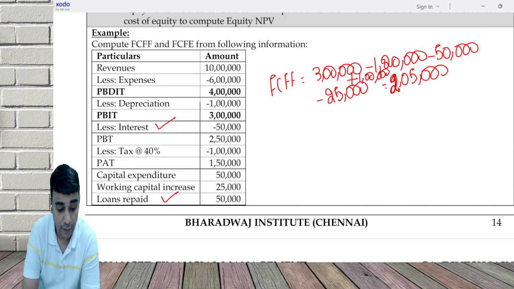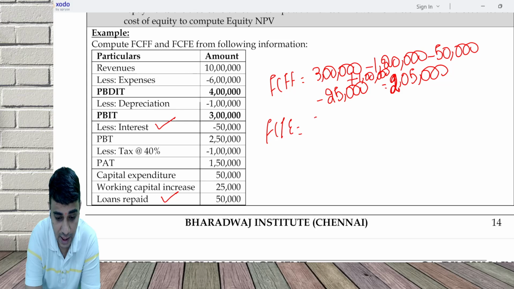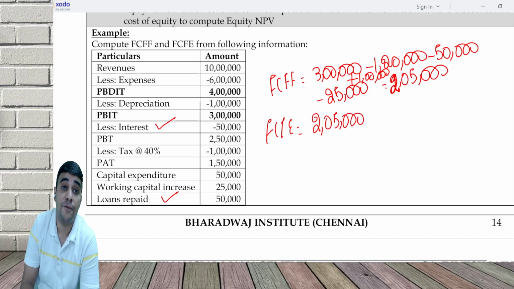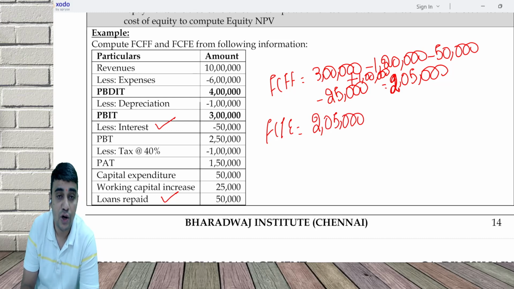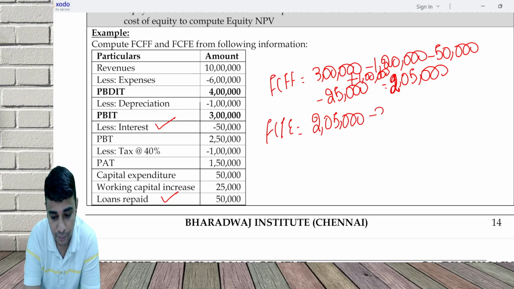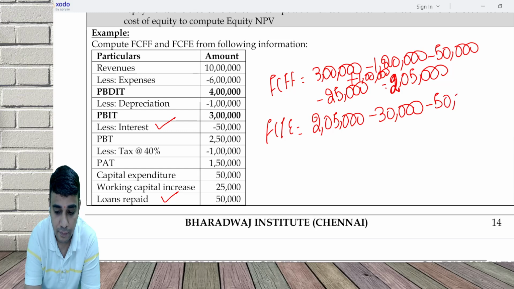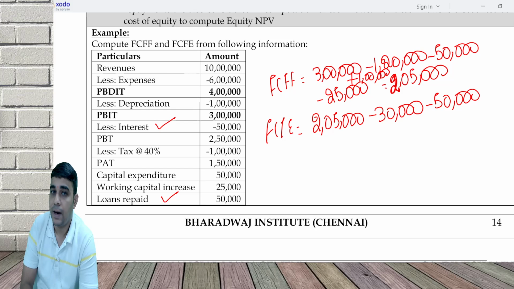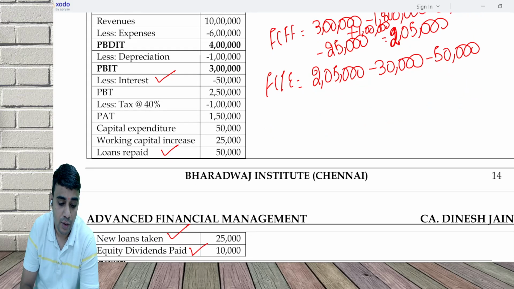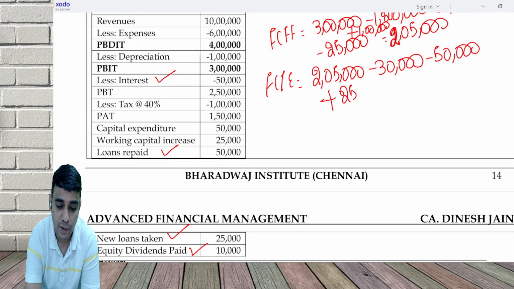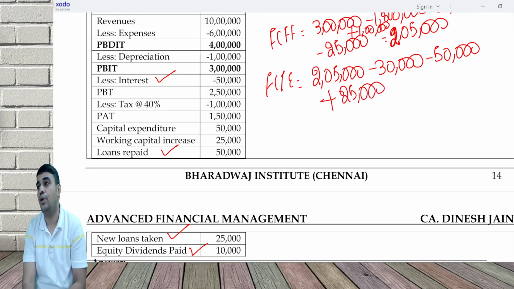Okay. Now FCFE: start with 2,05,000. What is the interest net of tax paid? Because you're not paying 50,000. Interest net of tax is how much? This is my first subtraction. Then subtract loan repaid. Then new loan taken is inflow.